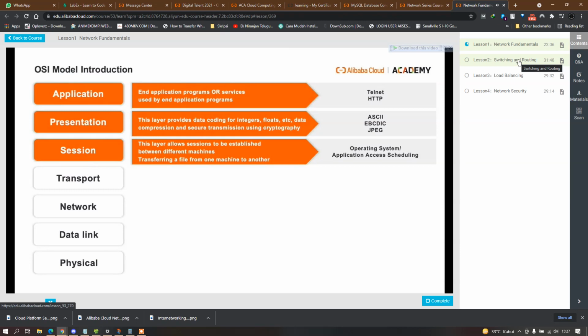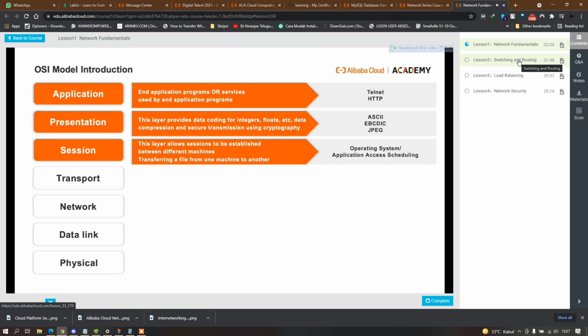Then we come to the application layers. The first is the session layer. In this layer, different machines can establish sessions between them. As we know, when we visit a website, a session is established between our client and the server operating system, right? This is what is done in this layer.